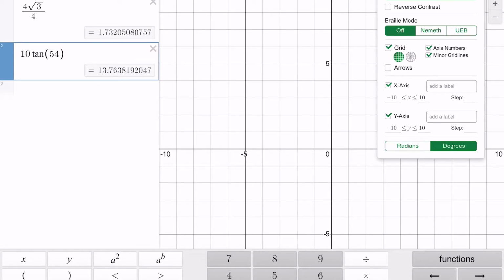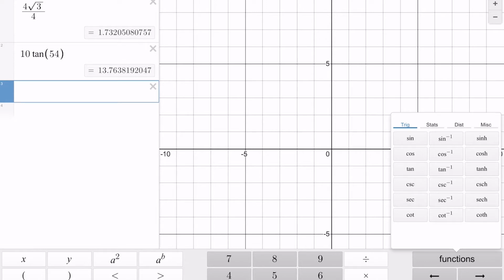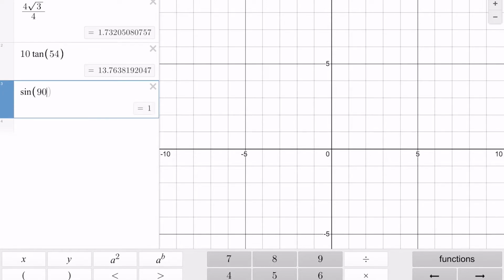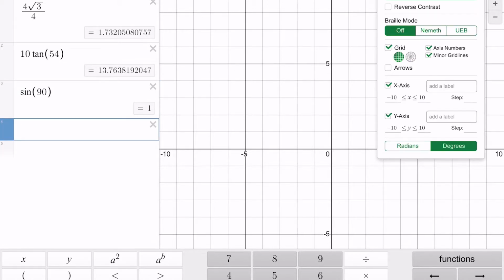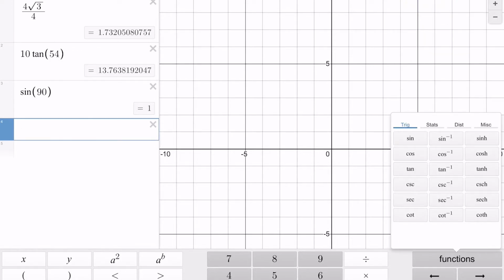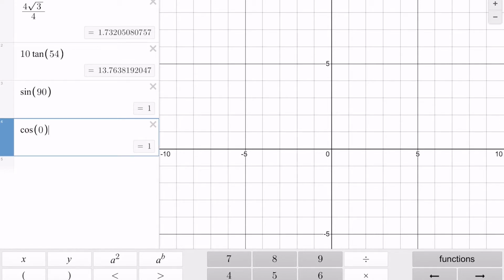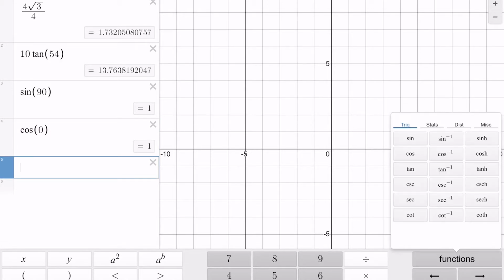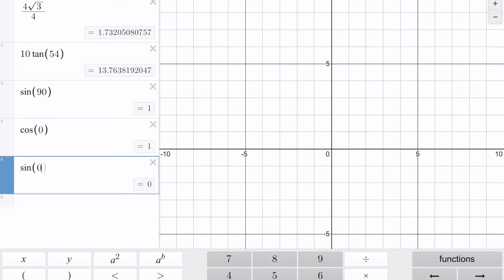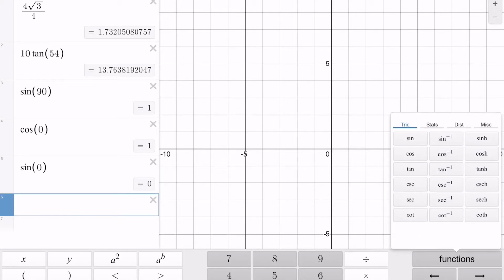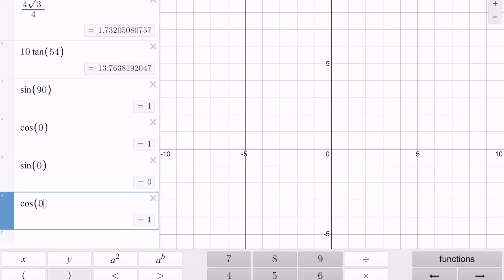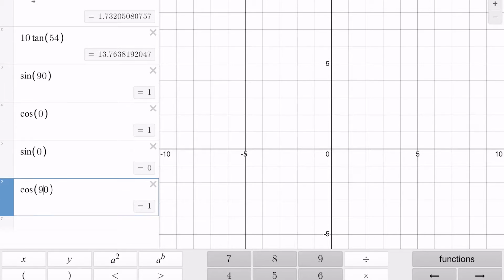Here's a quick way of knowing you're in the right mode. Type in sine of 90, and if you get 1, you're in a good spot. If you're in the wrong mode, you'll get 0.893. Nope, just do sine of 90, or you can even do cosine of 0. Okay, you'll get 1. Check out what sine of 0 does. Sine of 0 gives you 0, and cosine of 0 gives you 1. Oh, sorry, I meant sine of 0 and cosine of 90.